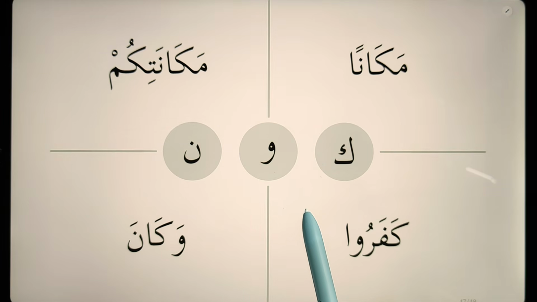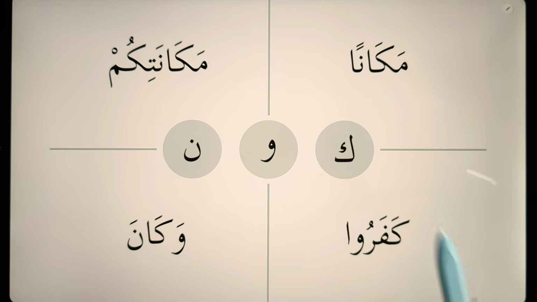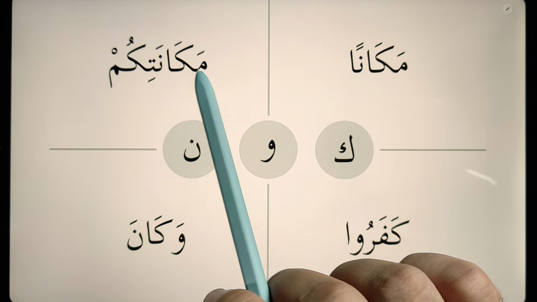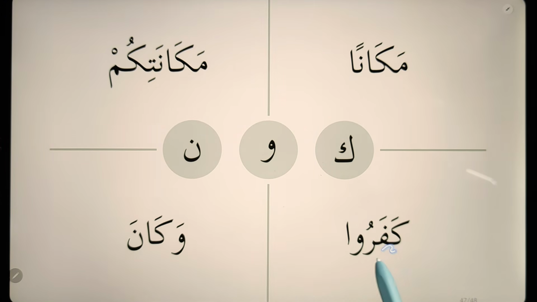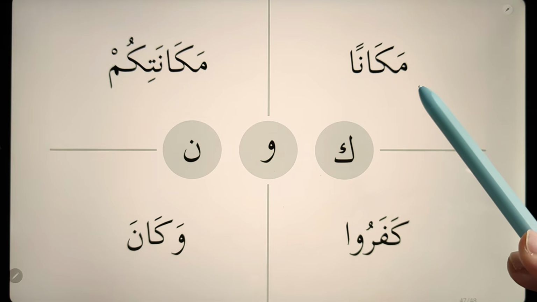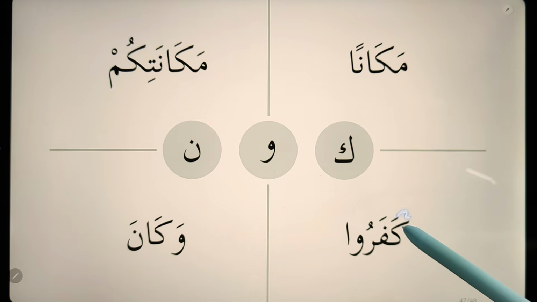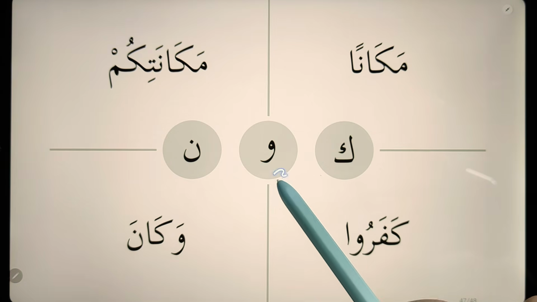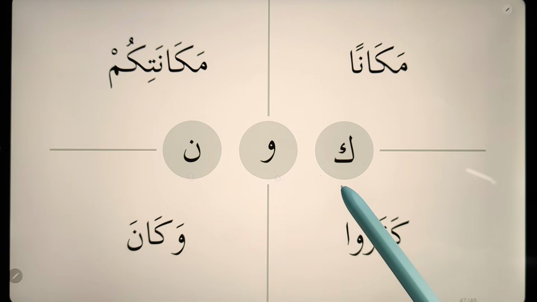Try to find the word that doesn't belong to this root. We have makanan, makanatikum, kafaru, wakana. I will give you a few seconds. Yes, the correct answer is kafaru. Why? Because kafaru also doesn't have the second and the third letter from this root.